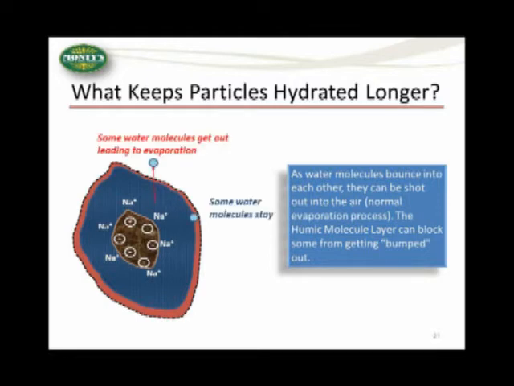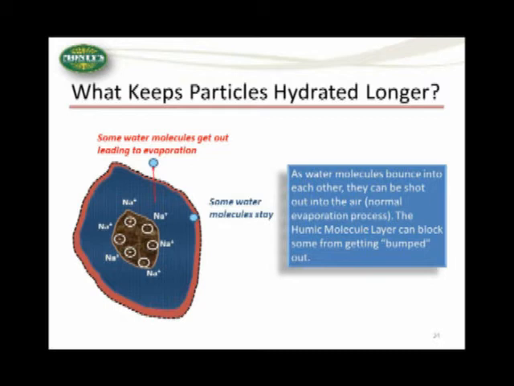Now, because of the motion of those molecules, they're constantly bumping into each other. Under normal circumstances, some of those molecules, as they bump into each other, get ejected. And so that leads to evaporation. But when you have this humic layer surrounding that water, more of the water gets held in. It keeps the water from escaping. So it almost acts as a filter to keep some of that water from escaping out into the atmosphere. So you get more of that water staying around the molecule.